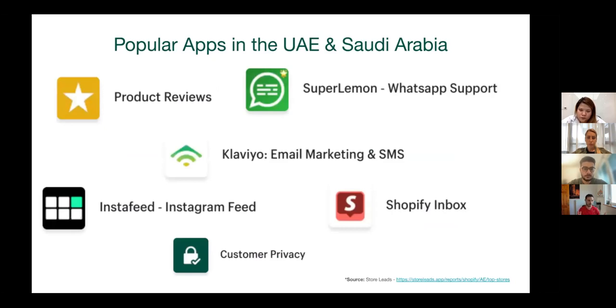And finally, just very quickly, just to show some of the apps that are really popular in your areas, these are all available on the Shopify App Store. These are just some of the ones that are quite popular across the Middle East. So you've got the product reviews apps, Super Lemon, which is a WhatsApp support one. You've got two versions of email marketing and SMS, which is Klaviyo and Shopify's own Shopify Inbox. Because social is so popular, lots of stores are trying to show their social feeds across their websites, and one of the most popular ones for doing that is the Instagram feed app. And then finally the customer privacy app, which shows a banner and looks at the cookies and the different things like that that show up on your store.